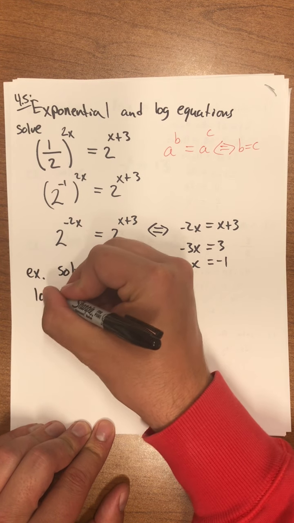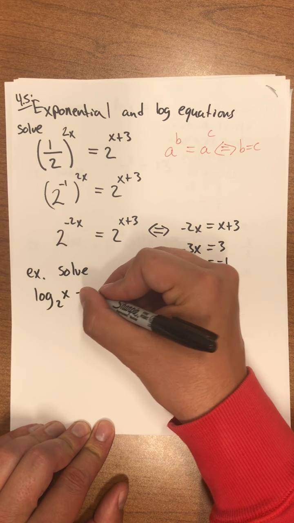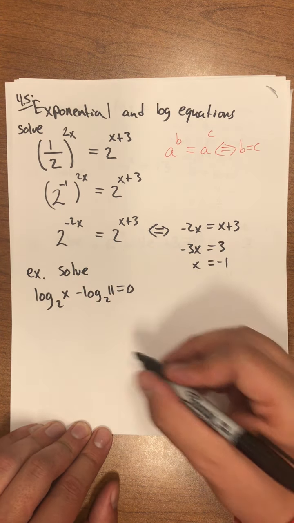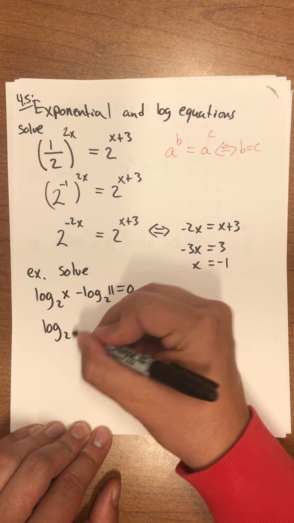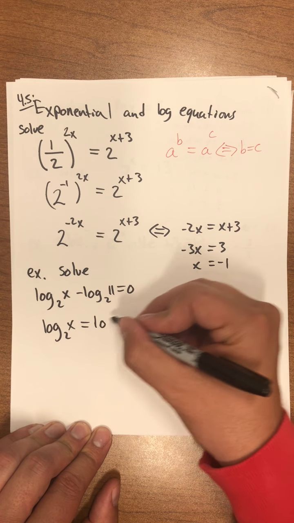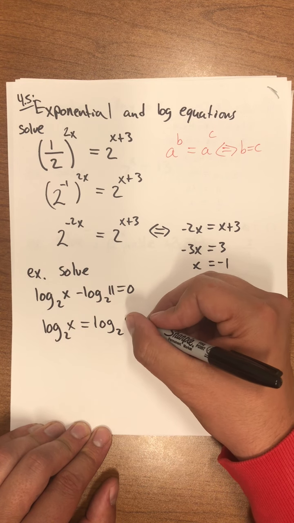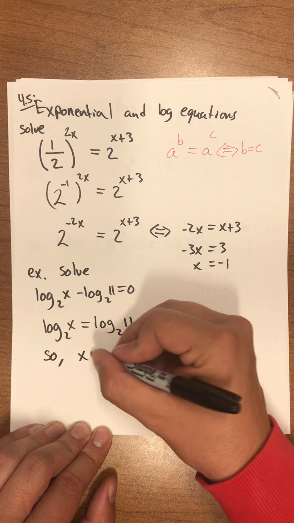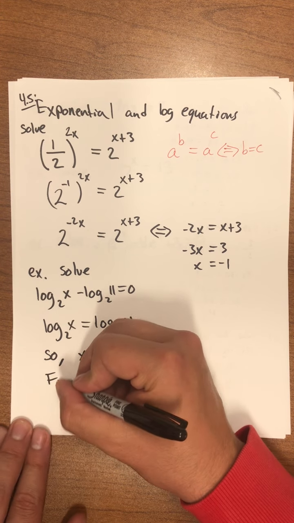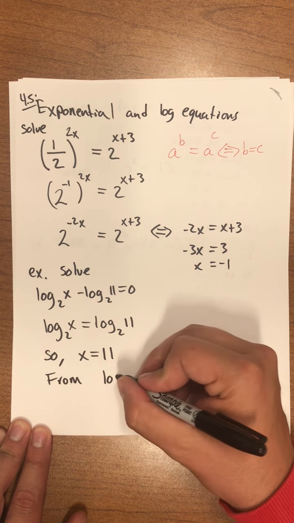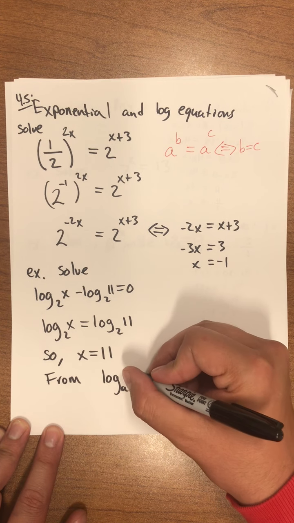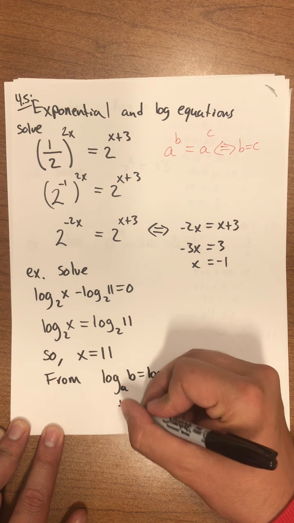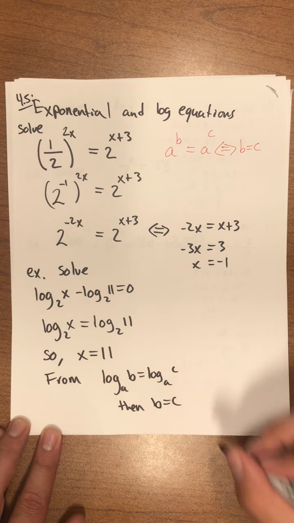Okay, let's take a look at log base 2 of x minus log base 2 of 11 equals 0. Similarly, if log bases are equal, then their arguments have to be equal. So if I have log base a of b equals log base a of c, then b equals c.